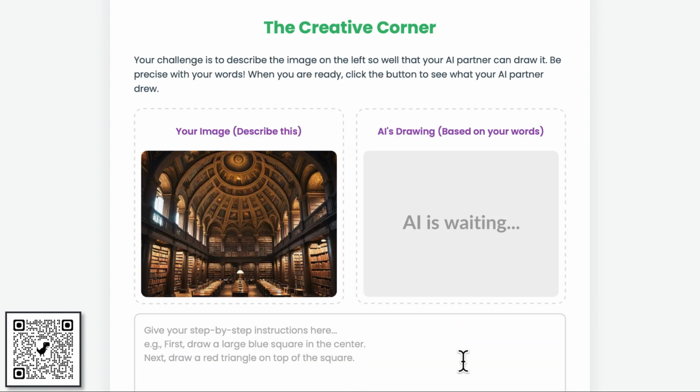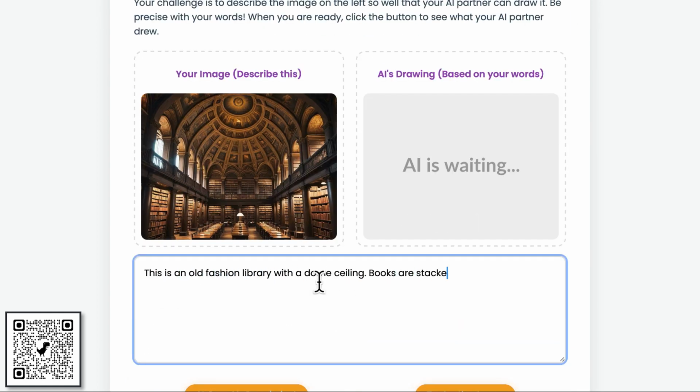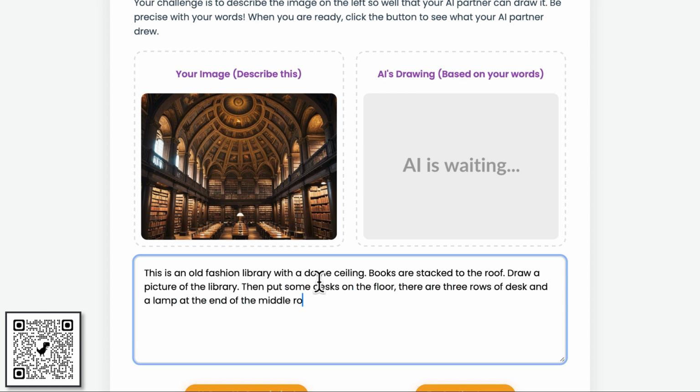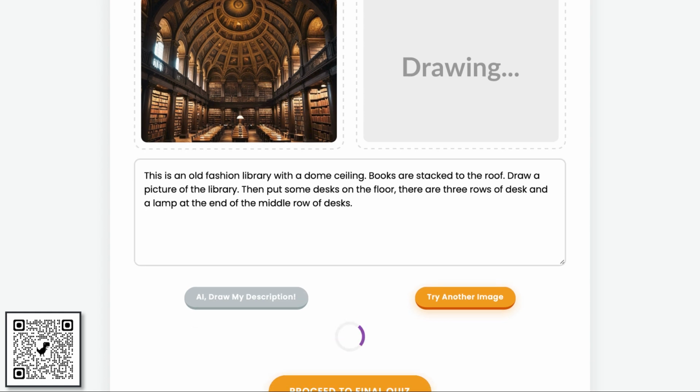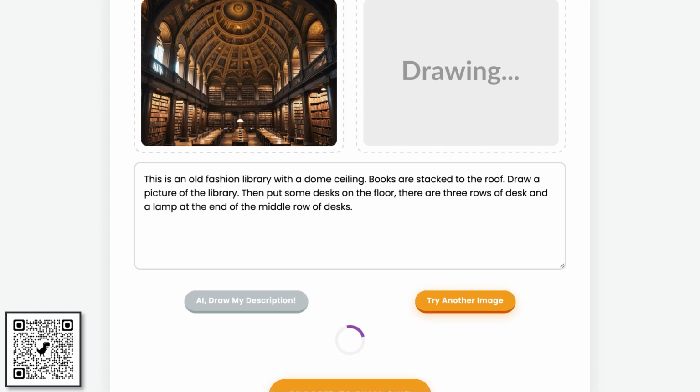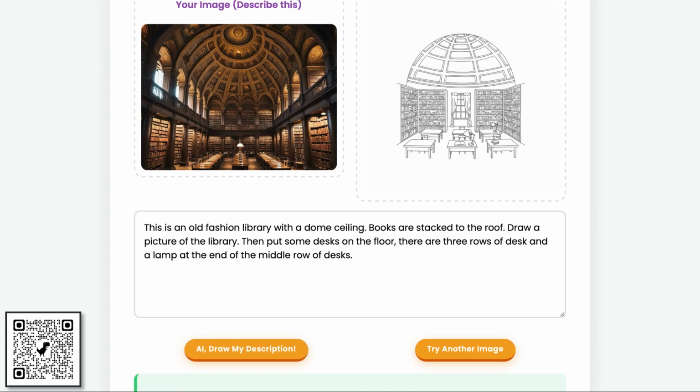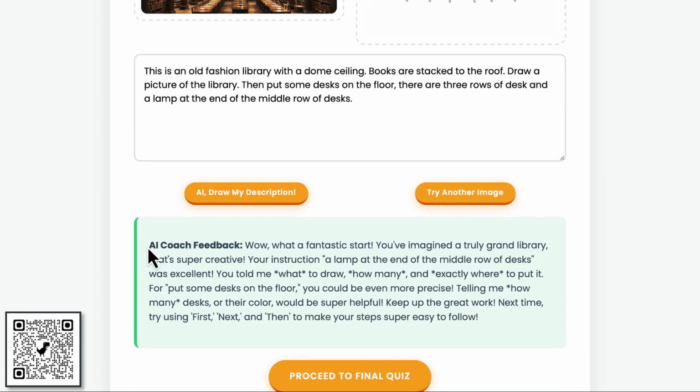It absolutely does. The student is challenged to describe an image and write clear instructions to replicate it. The magic is in the feedback cycle. They write the instructions, click Draw Description, and the AI attempts to draw exactly what they wrote. So the AI shows them instantly whether their instructions were clear enough to be understood.